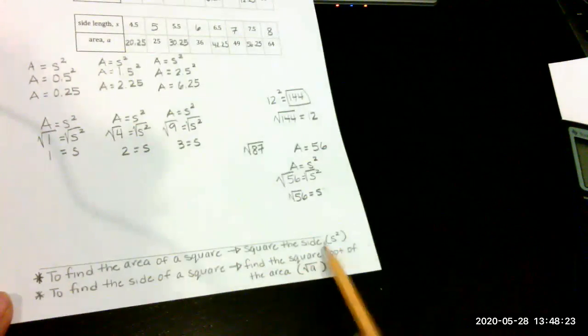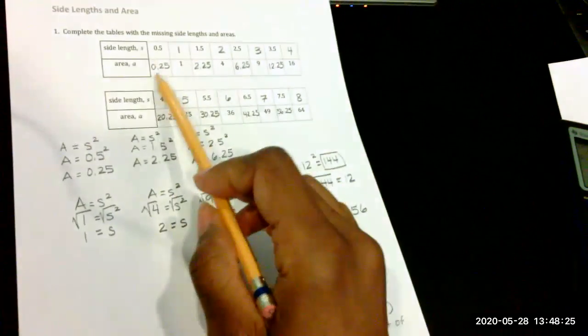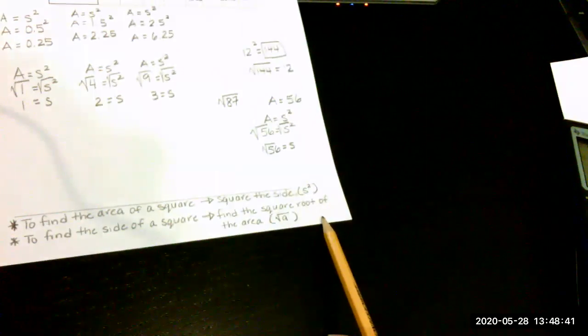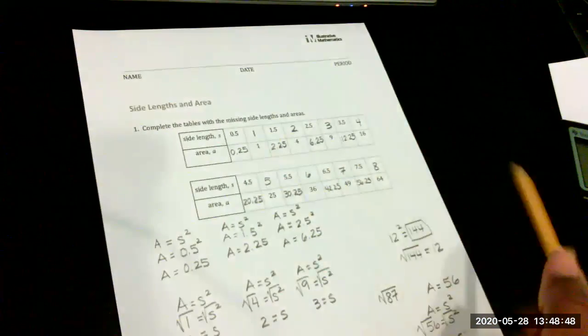Okay, so just to recap really quickly, to find the area of a square, you square the side. So that's what we did here. We squared these sides to find the area. So for this one, I had to do side squared in order to get the area. Now, if I look at the bottom row, to find the side of a square, you have to find the square root of the area. So in order to get these numbers on the top, I had to find the square root of the numbers on the bottom.